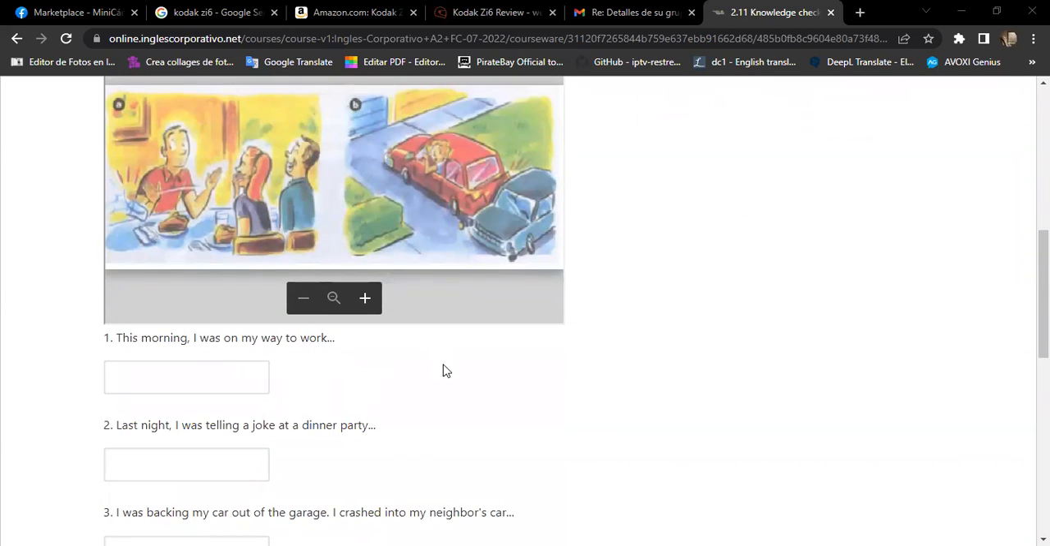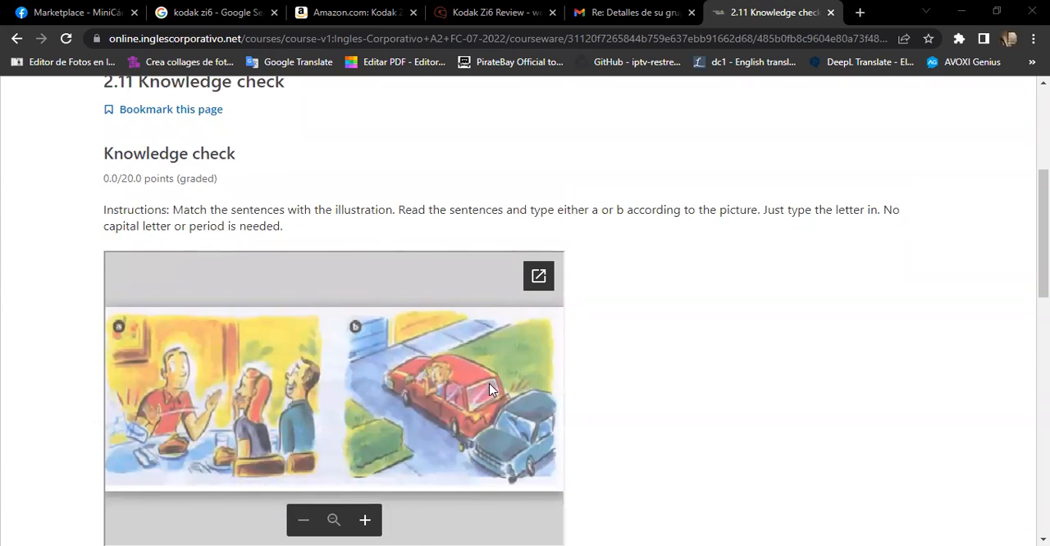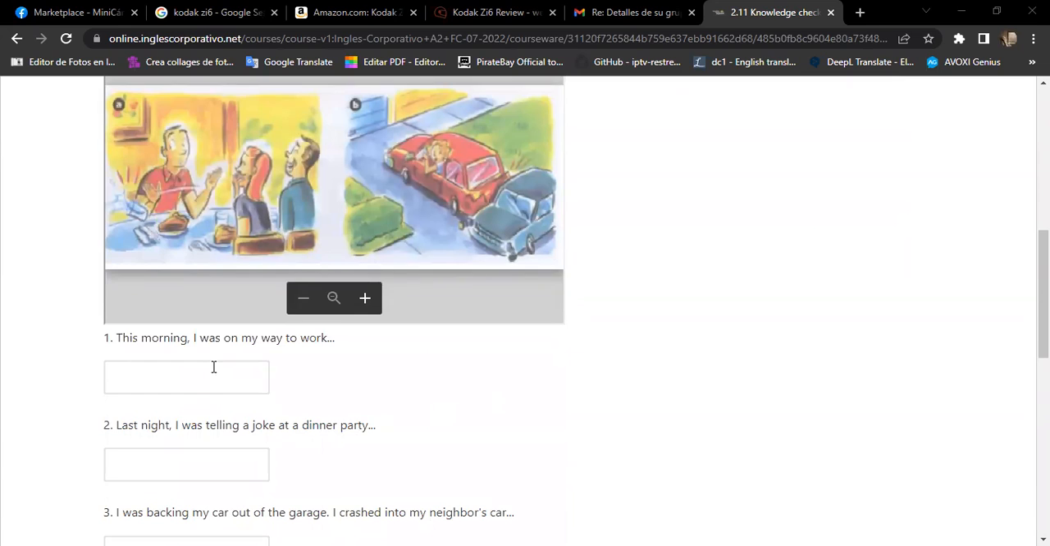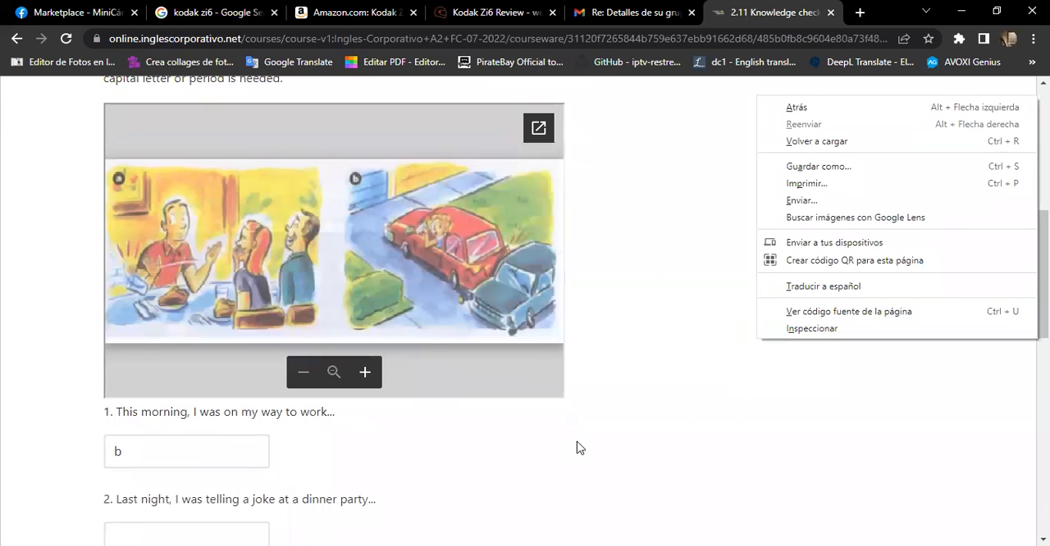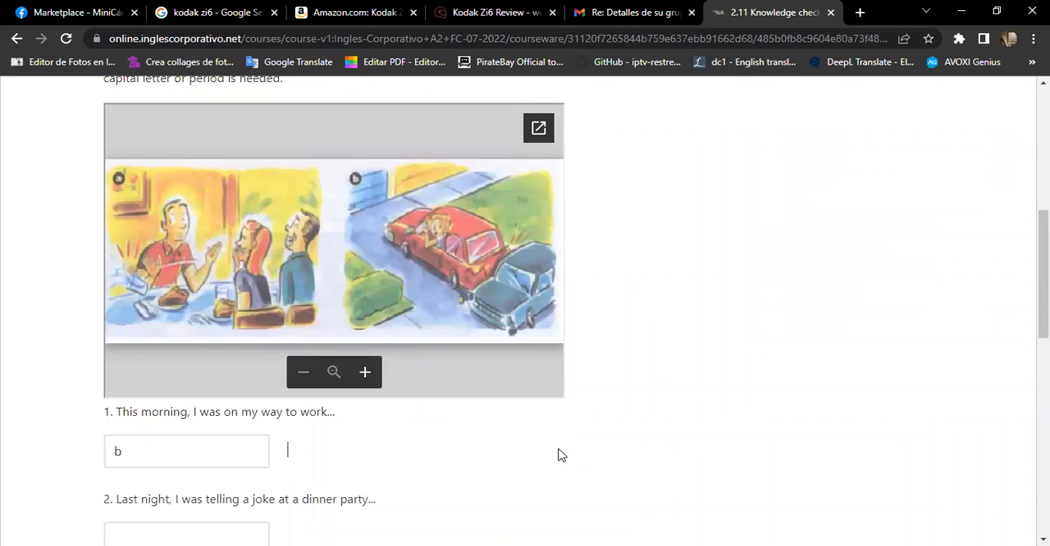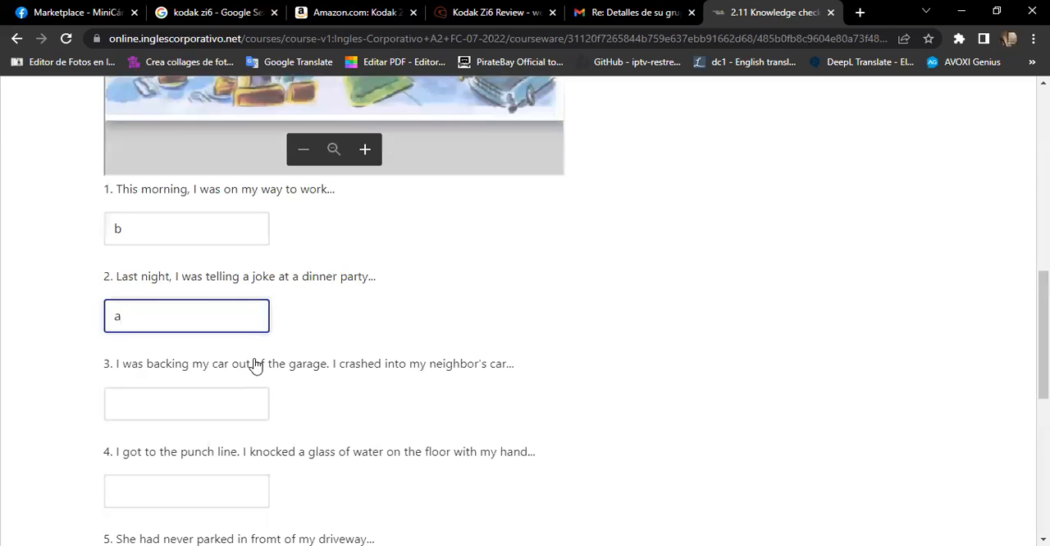This morning, I was on my way to work. Would that be A or B? B. Letter B, yes. Last night, I was telling a joke at a dinner party. A. Definitely, that's A. I was backing my car out of the garage. I crashed into my neighbor's car. B.